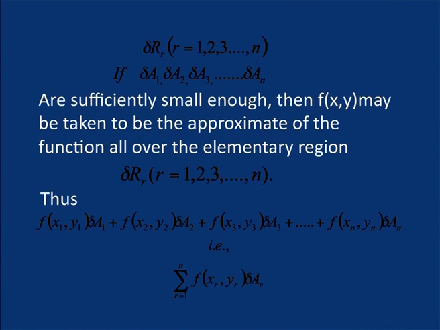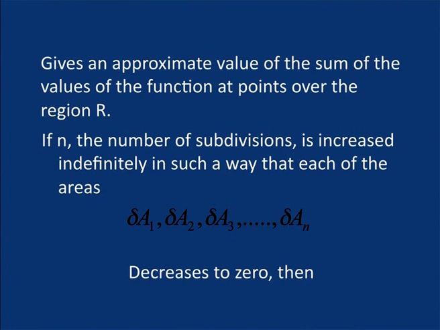If delta A1, delta A2 and so on up to delta An are sufficiently small, then f(x, y) may be taken to be an approximation of the function all over the elementary region delta R. Thus, f(x1, y1) delta A1 plus f(x2, y2) delta A2 plus f(x3, y3) delta A3 plus and so on f(xn, yn) delta An becomes summation from r equal to 1 to n of f(xr, yr) delta Ar, which gives an approximate value of the sum of the values of the function at the points over the region R.